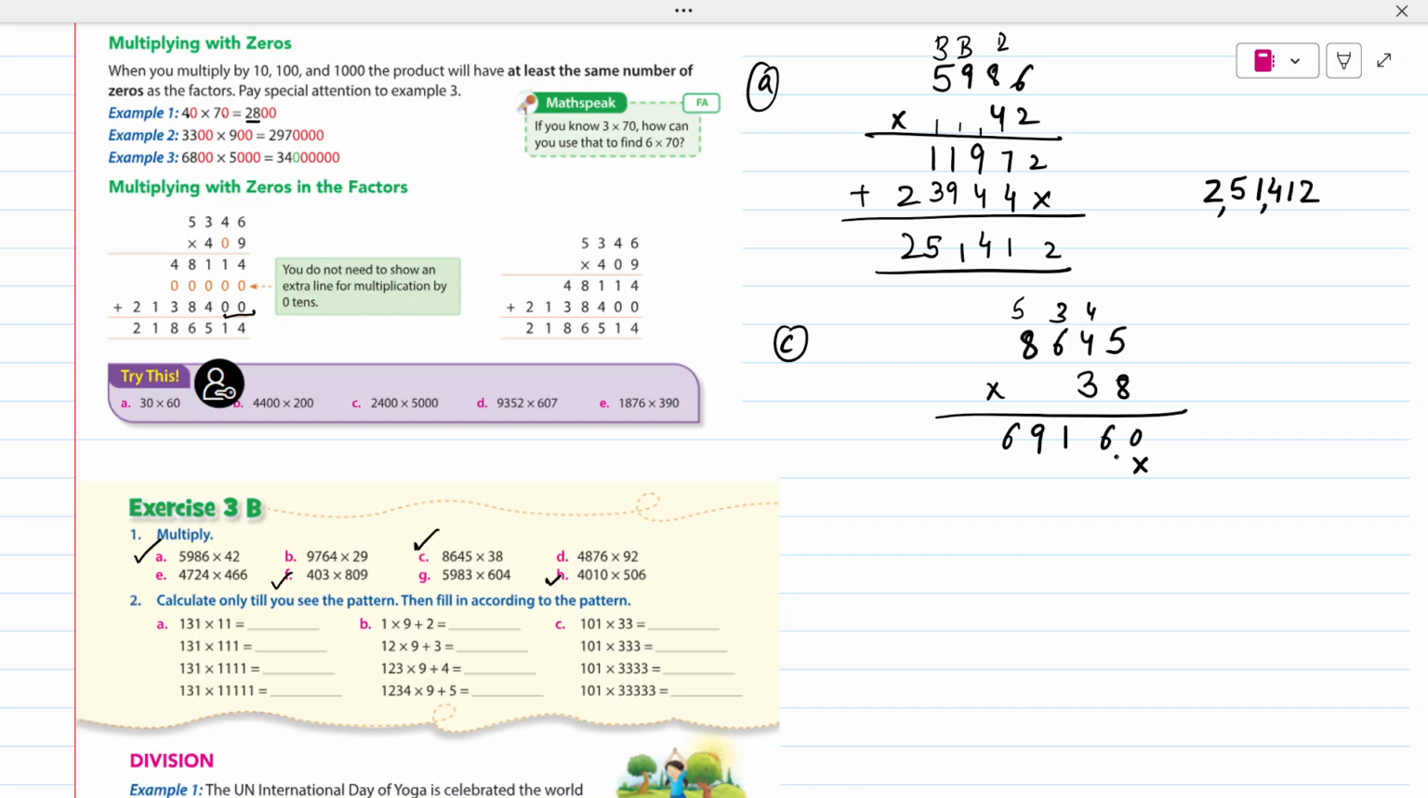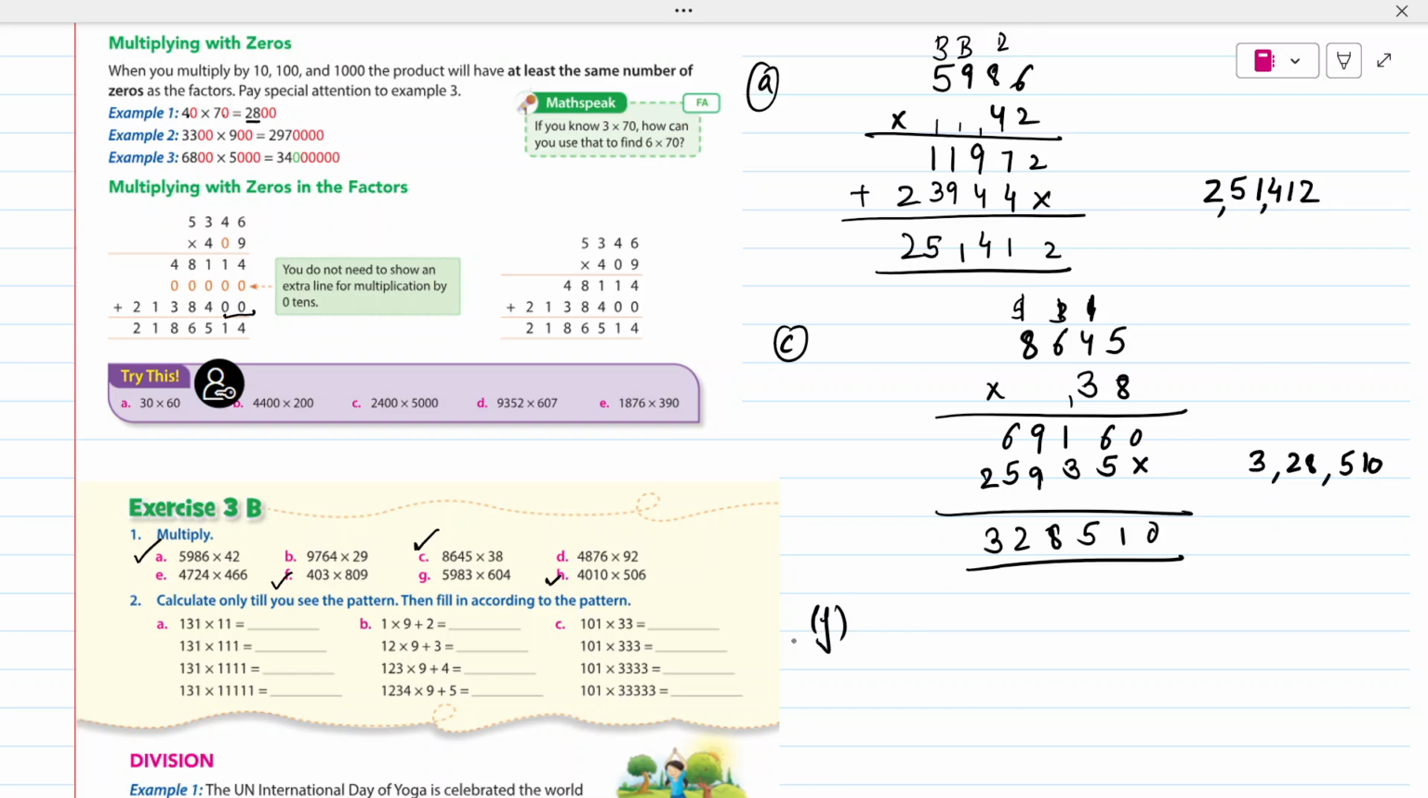3 into 5 is 15. 3 into 4 is 12 plus 1 13. 6 into 3 is 18 plus 1 19. 8 into 3 is 24 plus 1 25. This is the number. Now let's add 0, 11, 5, 18, 12 and 3. So 328510. 328510 is the product. Okay.